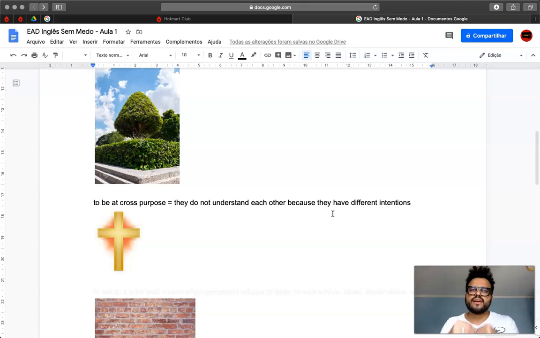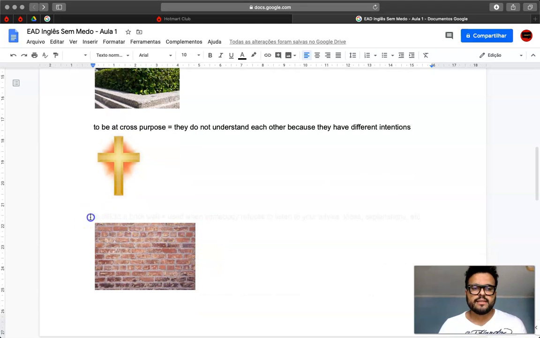So you don't understand each other because you have different opinions. You see the same problem in different ways. Your understanding of the situation is different than your wife's or your husband's or your best friend's, whoever that is. Just remember, because we have the verb to be, to be at cross purpose: you are, I am, he is, she is at cross purpose. Remember that for the verb to be, we have am, is, or are. And again, the picture: this is a cross.